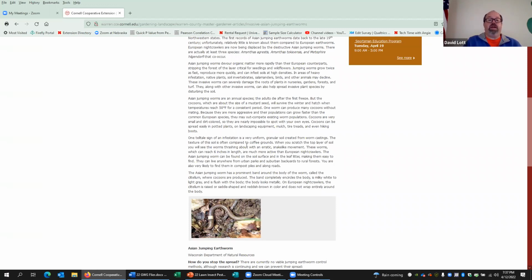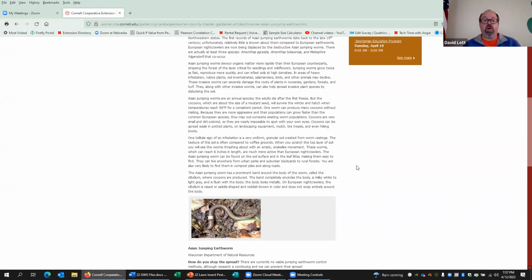So one telltale sign of infestation is a very uniform granular soil created from worm castings. So you'd see a lot of worm castings, but we've got to make sure that we are doing correct ID of these worms and not just say, oh, I've got them. Maybe you have a heavy European worm infestation versus these jumping Asian ones. But send us pictures, see what you think.